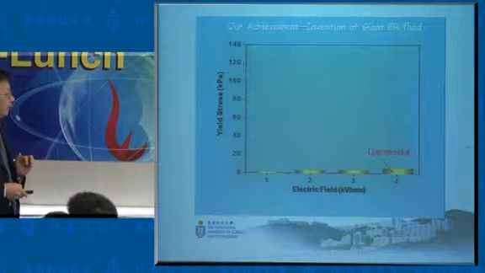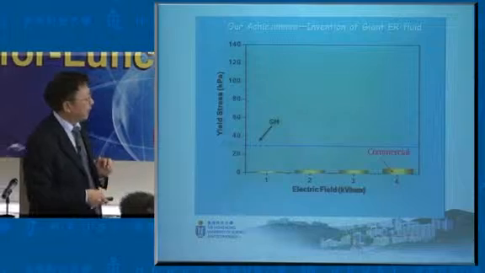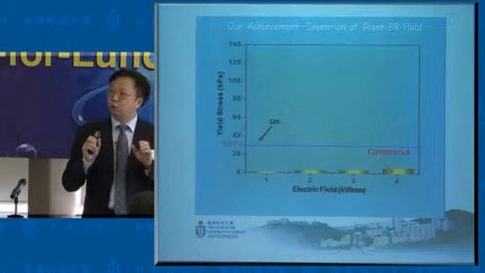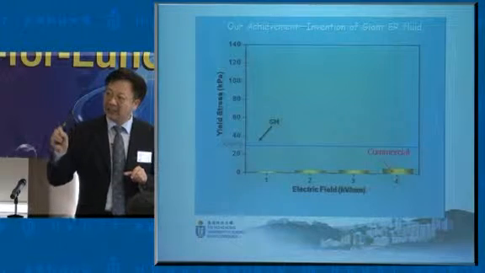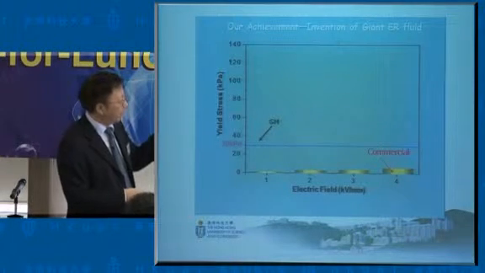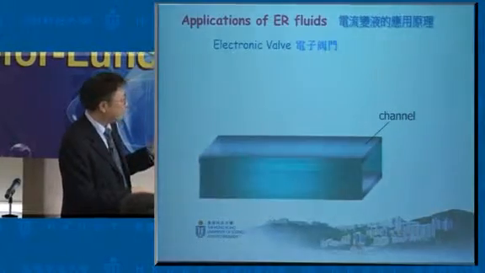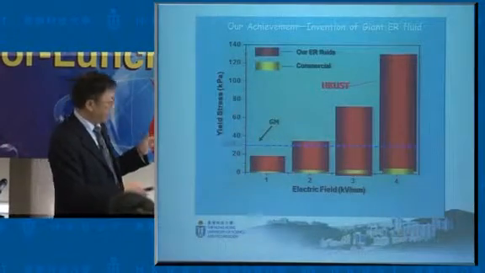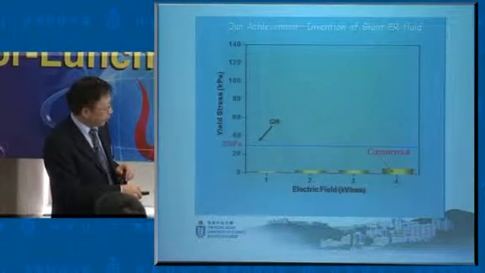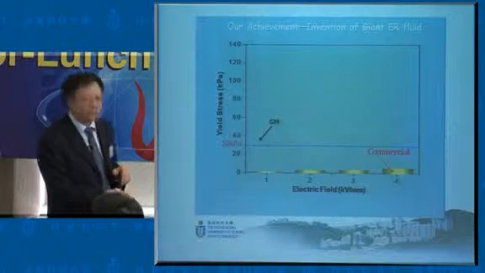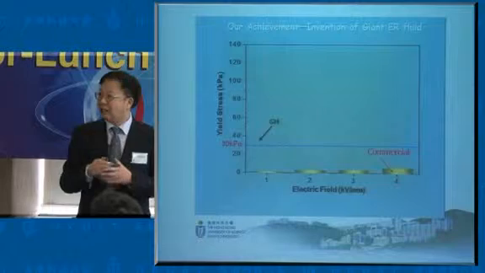But however, a few years ago, the General Motors guys predicted that if you want to use ER flow in industry for engineering, like a brake, clutch, damper, you have to have high ER stress. The ER stress must be like 3 kilopascal. But the commercial one, its highest is 5 kilopascal. It's much lower than the requirement of industrial applications.